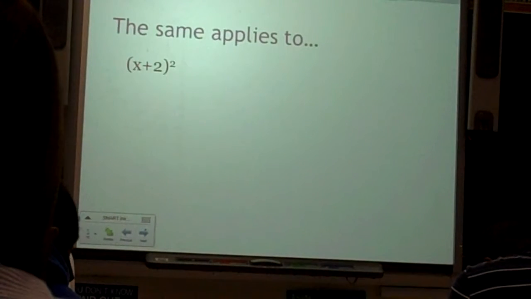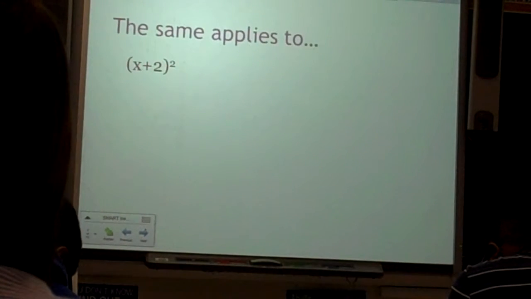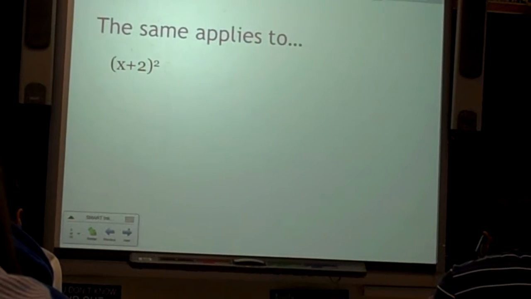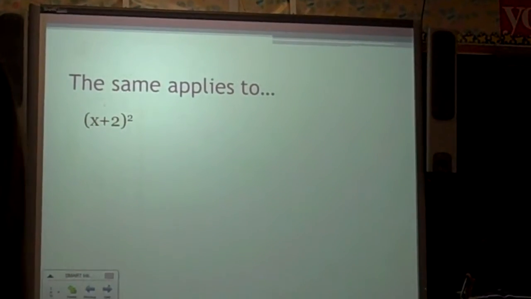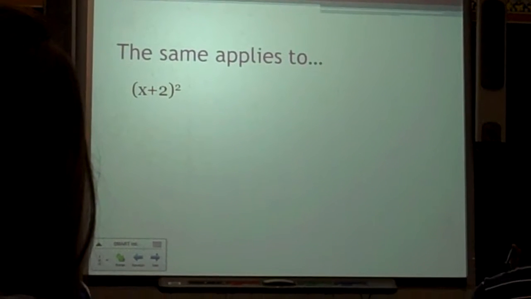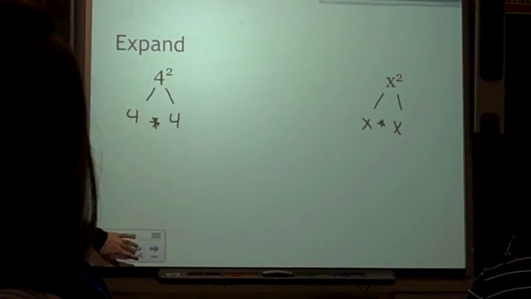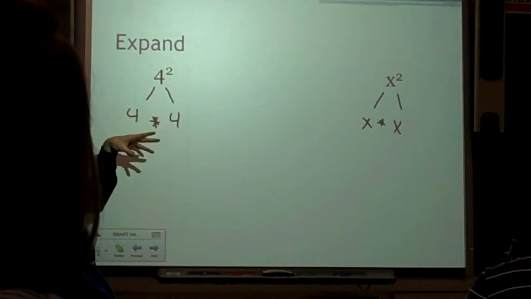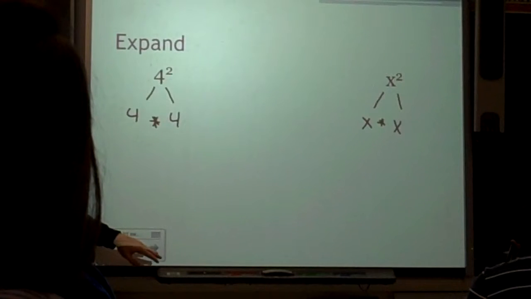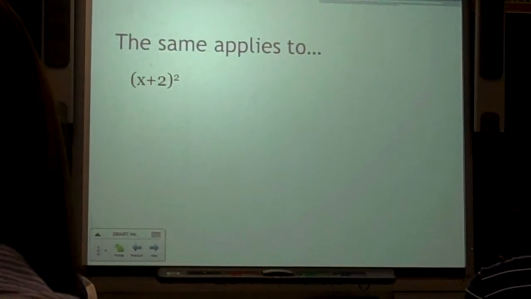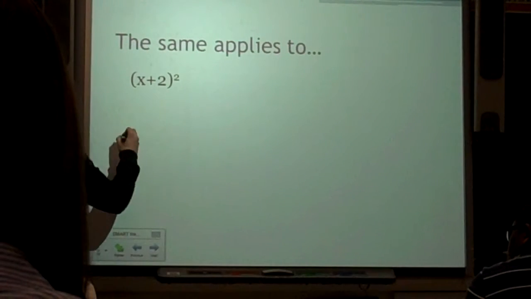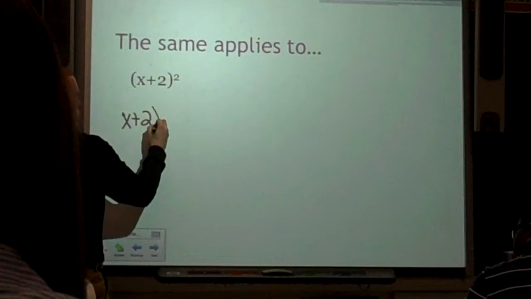Distribute. Okay, what are we going to distribute? This is squared, by the way. That's not times 2. Let's look back. When it was 4 squared, that was the same thing as saying 4 times 4. X squared, the same thing as saying x times x. So when I have x plus 2 squared, what is that the same thing as? x plus 2 times x plus 2. Great job.